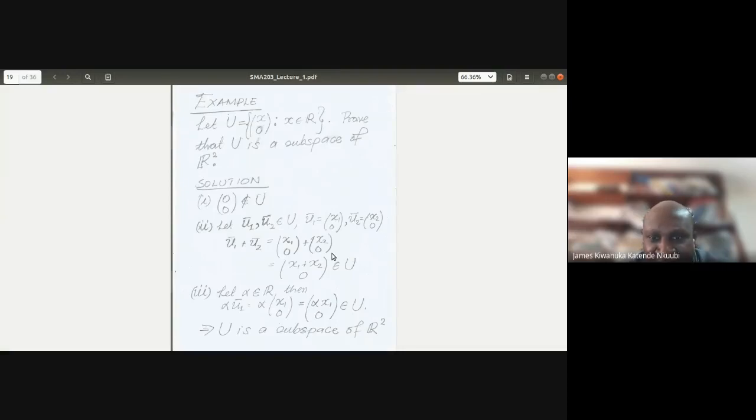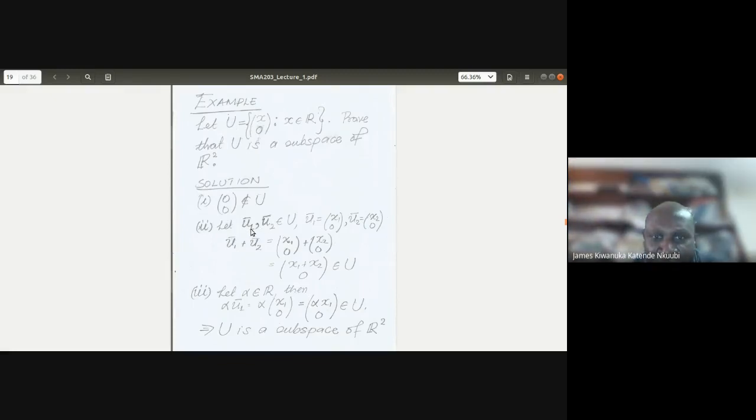Oh, I've made a mistake here. The first property should be that (0, 0) is an element of U. So this slanted line should not be there. This should be (0, 0) is an element of U. That is clear because (0, 0) satisfies the property that the second entry is 0. So it definitely belongs to U.